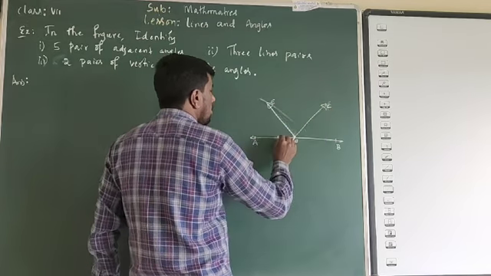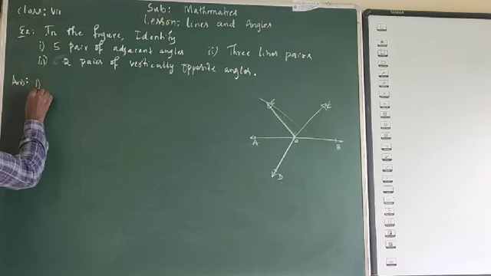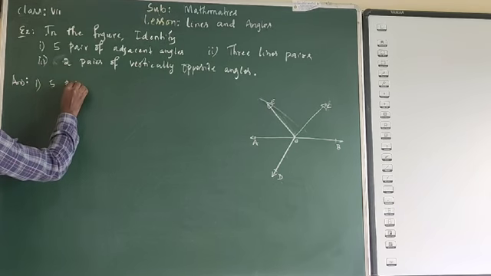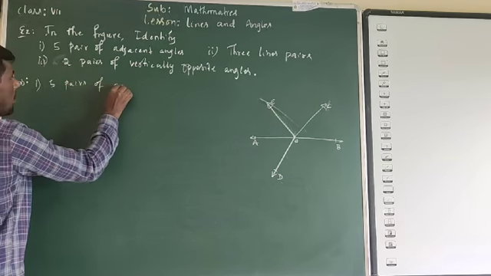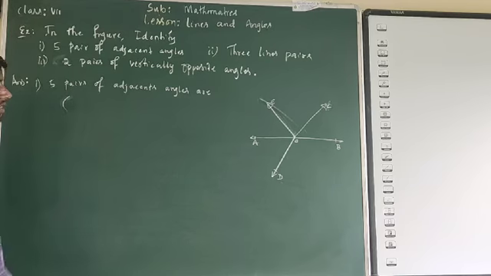So I can write the first pair. The 5 pairs of adjacent angles are, so I will write the first one, that first pair, otherwise I will put it in a bracket so that you will understand.